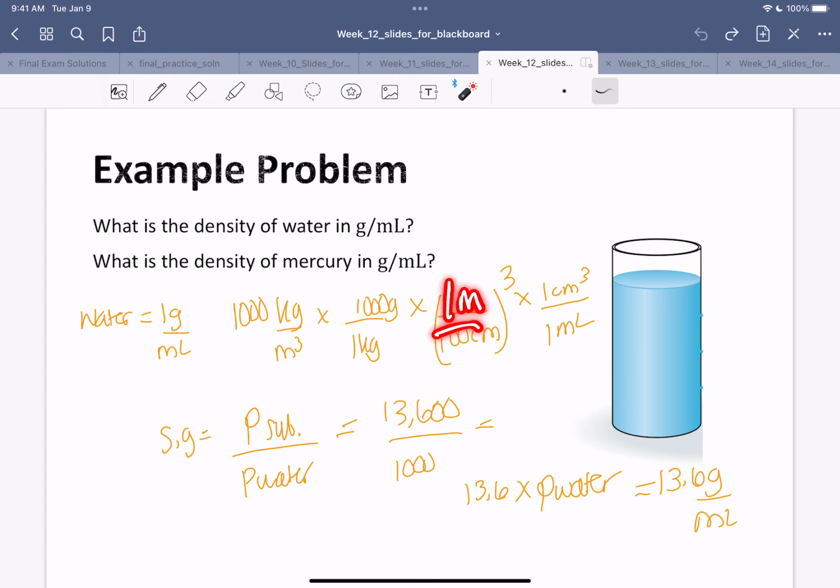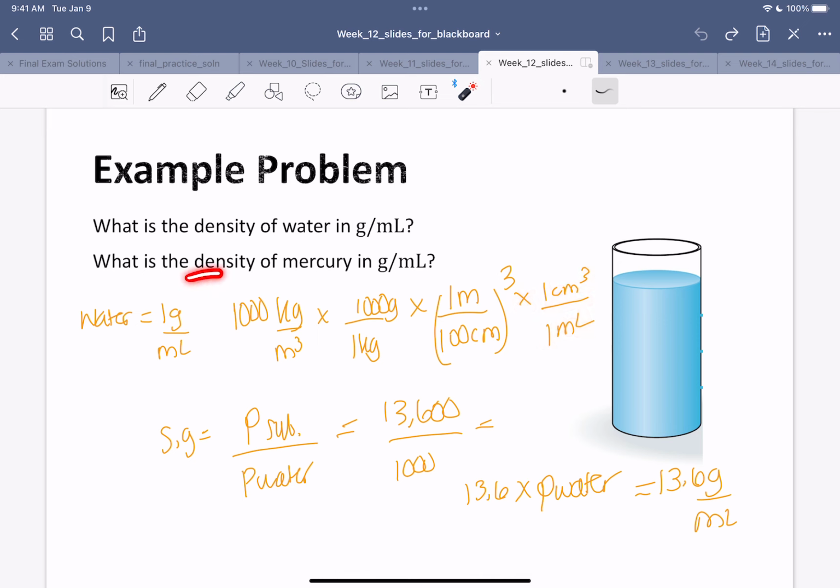So 1 meter is 100 centimeters, right? But you can't just divide by 100. You would have to take this, raise it to the third power, and then divide, right? And then 1 centimeter cubed, this is an important conversion factor as well, is 1 milliliter, right?